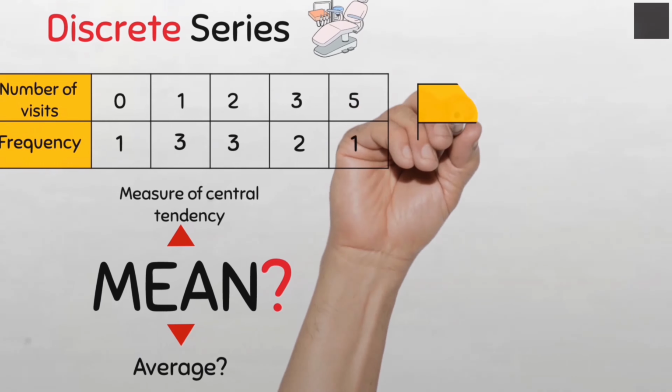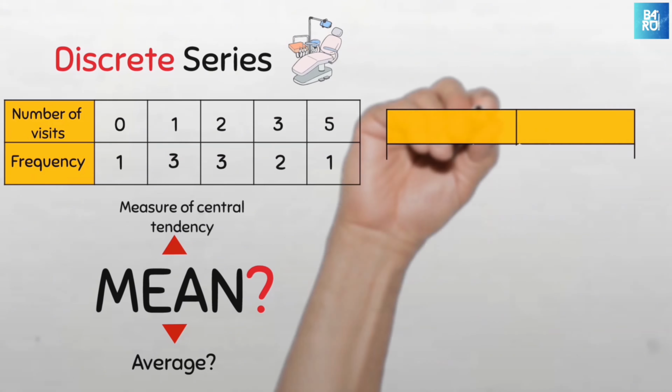Let's first modify the table a bit to make it easy for us to compute the mean. So let's put the number of visits here and the frequency here. And then we have all the data arranged neatly in a vertical manner, like so. Better. The mean of a discrete series dataset is given by the formula.